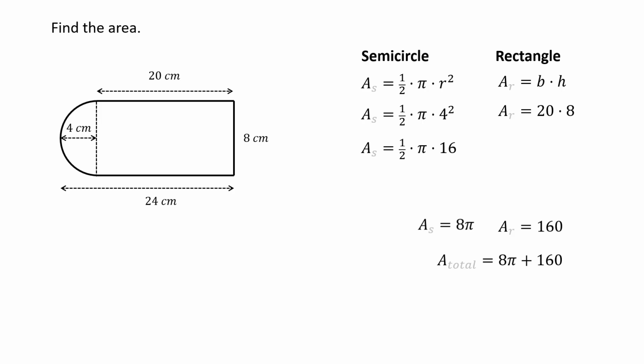In some cases, you would use 3.14 for pi and get a decimal answer or approximation for this. And in some cases, you would just leave the answer as 8 pi plus 160, depending on the problem.